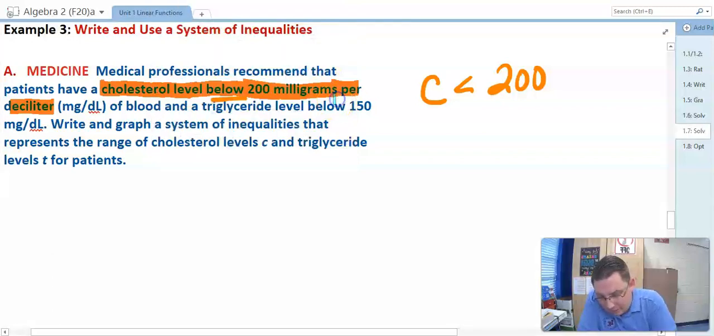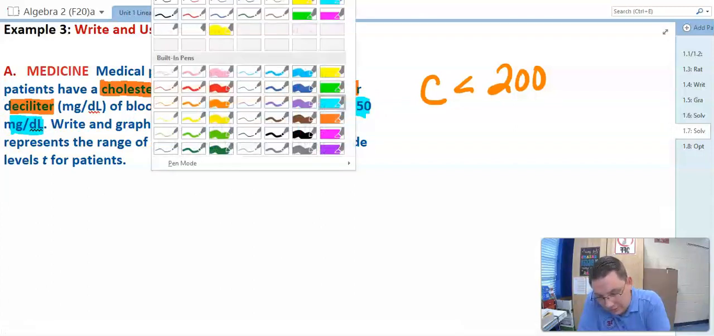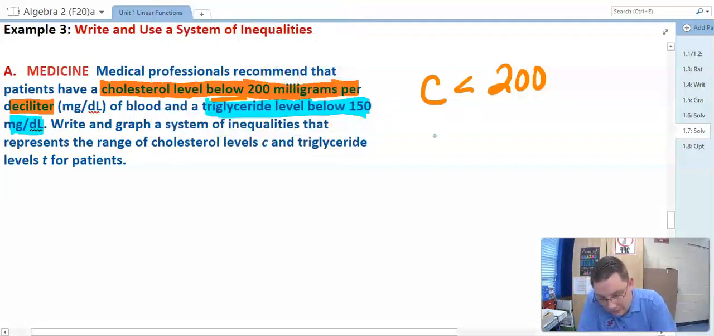My second one, let's highlight in blue. And a triglyceride level of what? Below 150 milligrams per deciliter. And so T has to be what? Below, less than, what? 150.